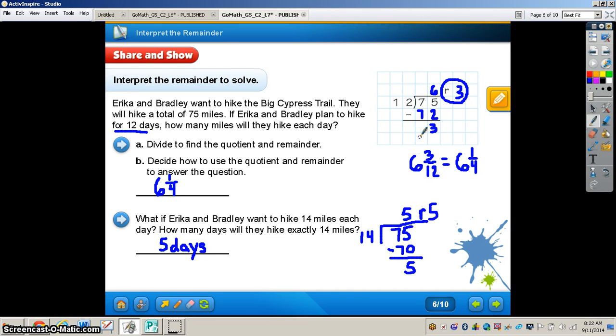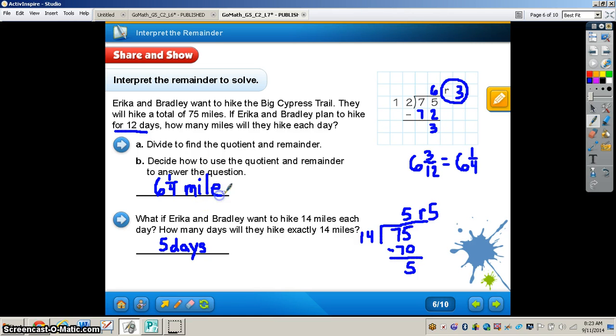So we're going to use that remainder as a fraction. Why is it a fraction? Because they're not asking us how many miles will they hike if they hike a certain amount of miles each day, or how many days do they need to hike exactly a certain amount of miles. They need to cover those 75 miles in the 12 days. So we take that 3 and we make it into a fraction with our divisor. So 6 3/12, that's reduced to 6 1/4. Okay, so 6 1/4 miles will be how many miles they will hike each day.